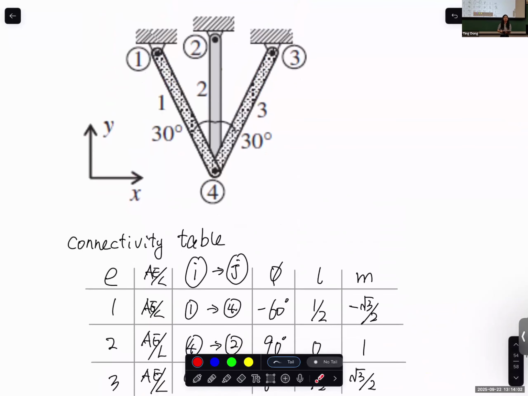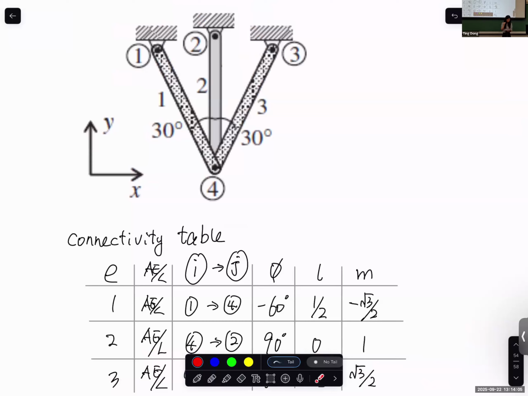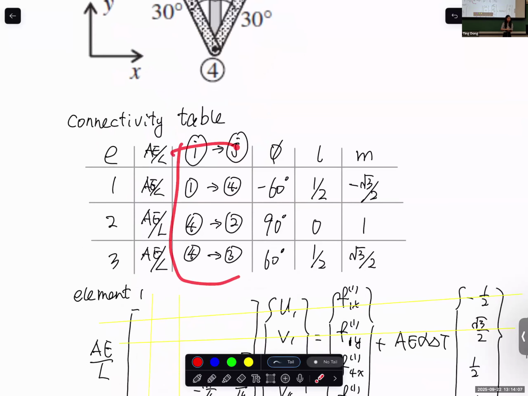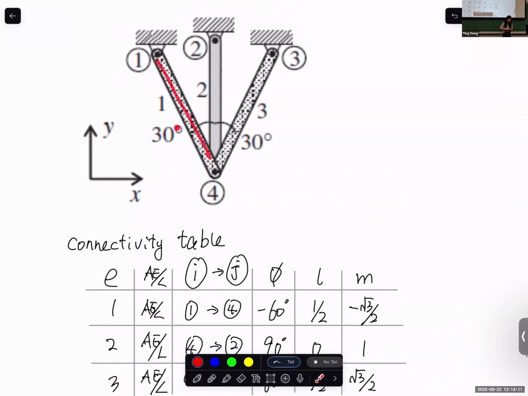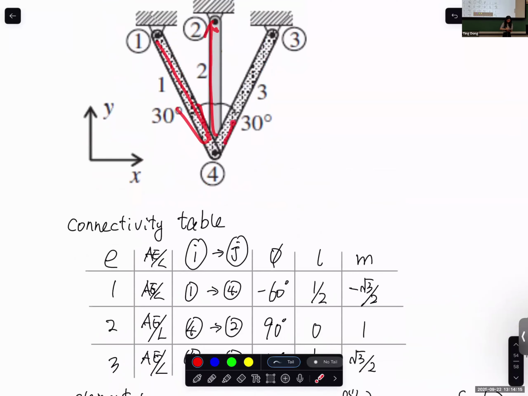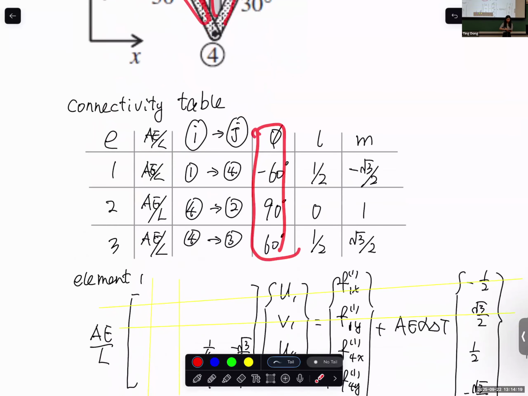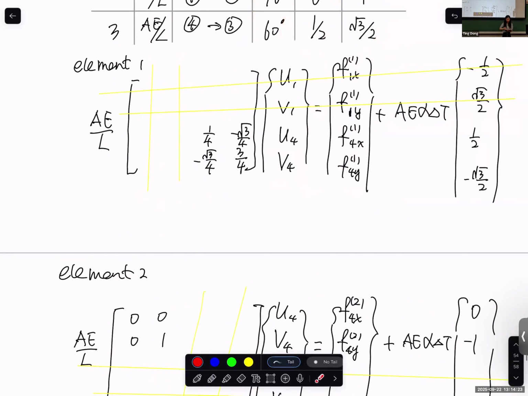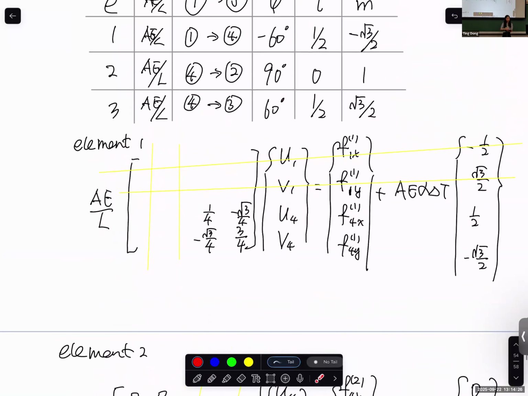So let's focus on this example problem. This is my definition of a node order. You can define it any way you want. So basically, 1 to 4, 4 to 2, and 4 to 3. This is my node order definition, and this is the corresponding angle phi and L, sine and cosine phi. For element 1, if I'm defining from 1 to 4, then 1, 1, 4, 4. If you define from 4, 4, 1, 1, that's fine.